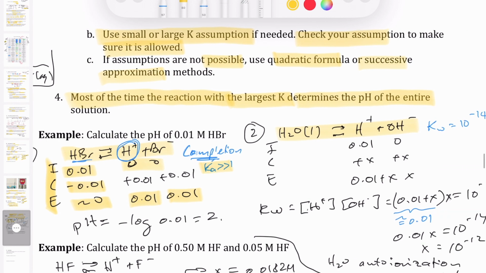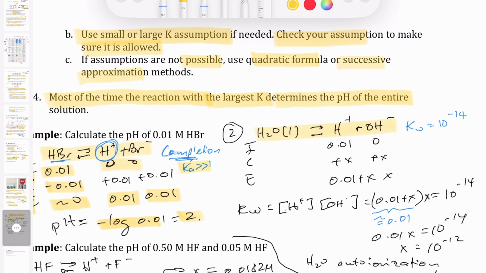Now, once we have that, we can stop there and calculate the pH, right? The pH would be negative log of 0.01, and it will be 2. Okay, but if I do that, then I'm ignoring how much water contributes, because water also produces some H+. So let's see how much H+ comes from water.